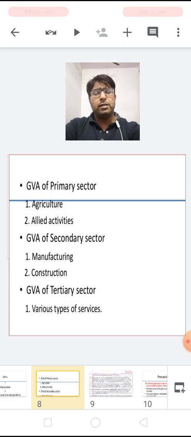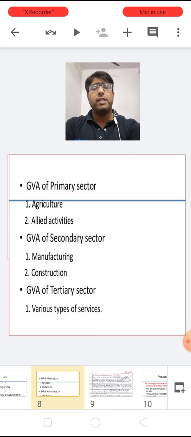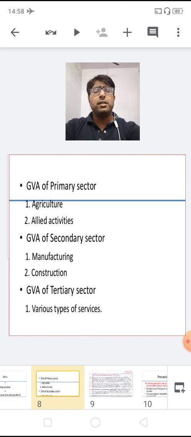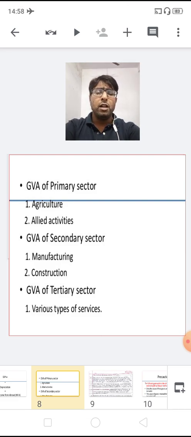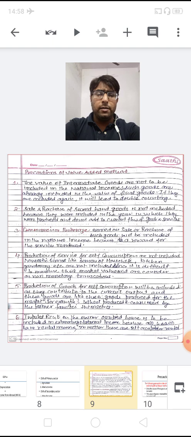Second, gross value added of the secondary sector, in a sense the manufacturing and the construction. I mean, the primary sector is related with the agriculture sector, whereas the secondary sector is related with the industry sectors, the firms, the manufacturing sectors, whereas the tertiary sector refers to the various kinds of services. I mean it is related with the consumer sectors. Now let us move ahead, children.